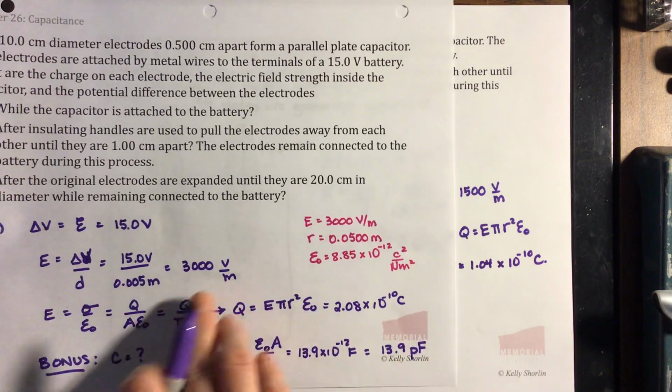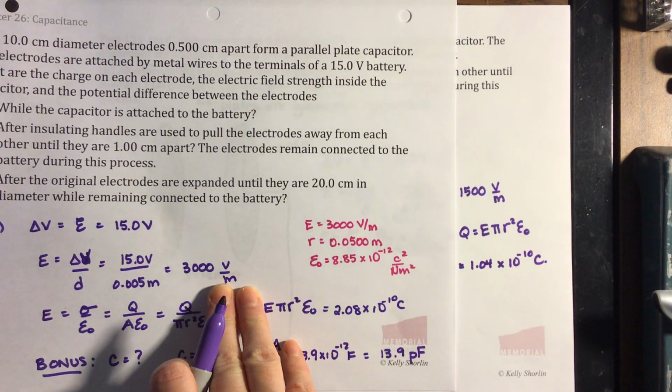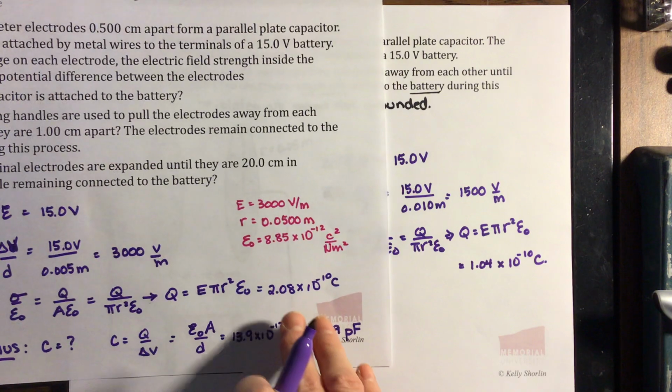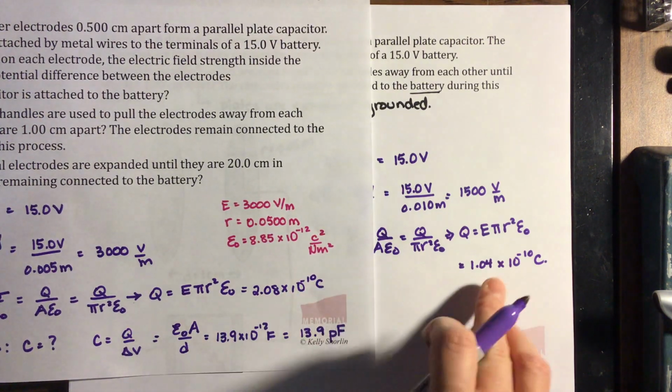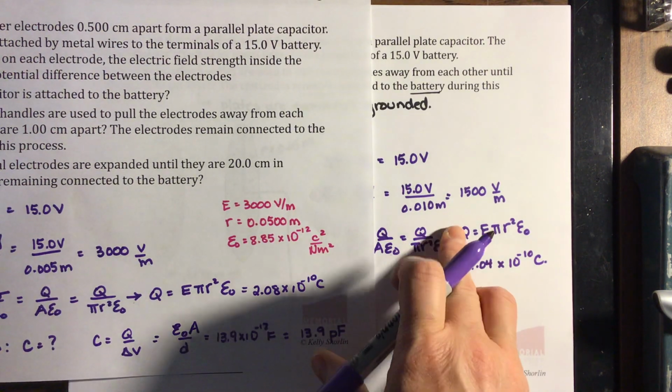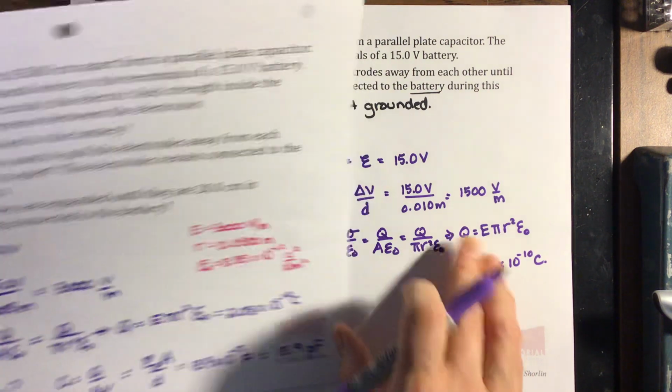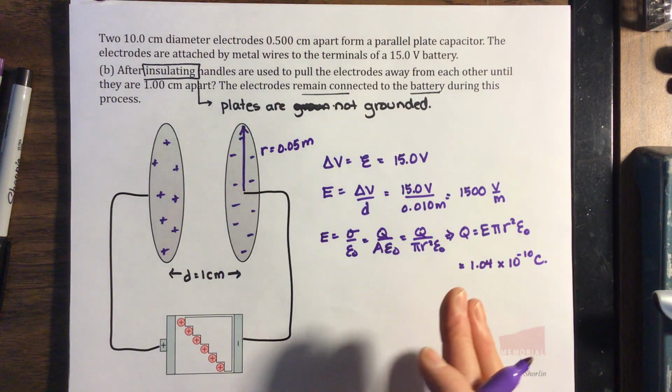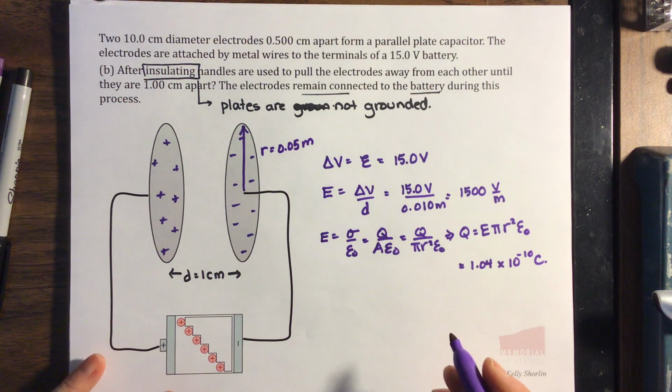So comparing our answers from part A, our electric field is cut by half when we double the plate separation. And our charge is decreased by half when we weaken the electric field. So we do get some differences in the problem when we change the geometry of the capacitor plates.